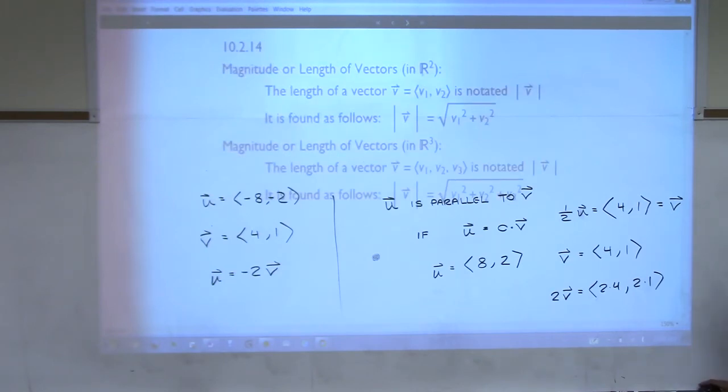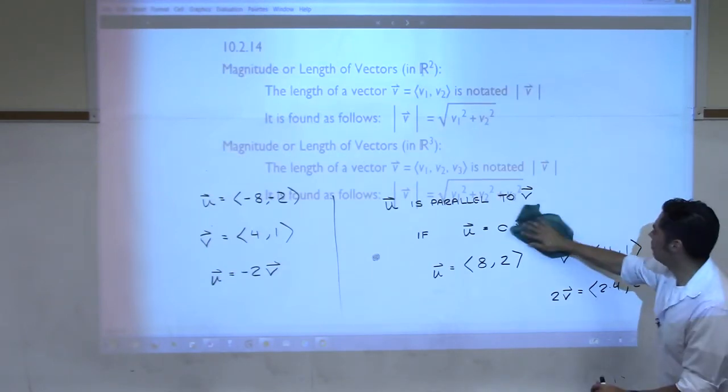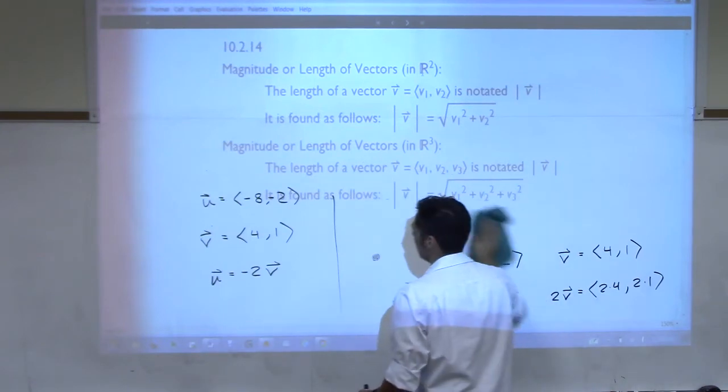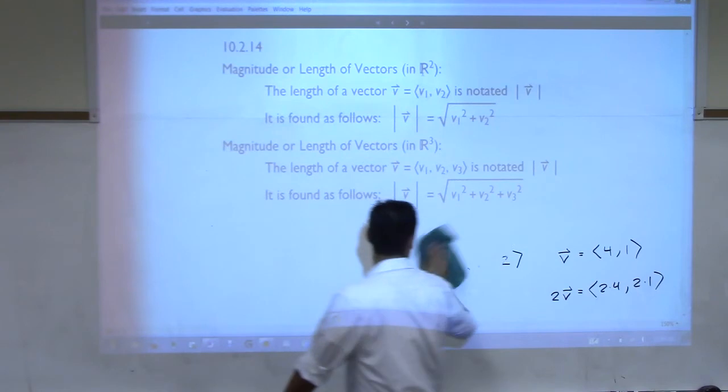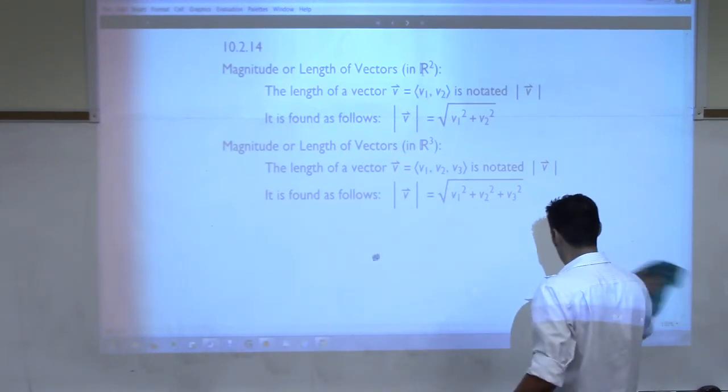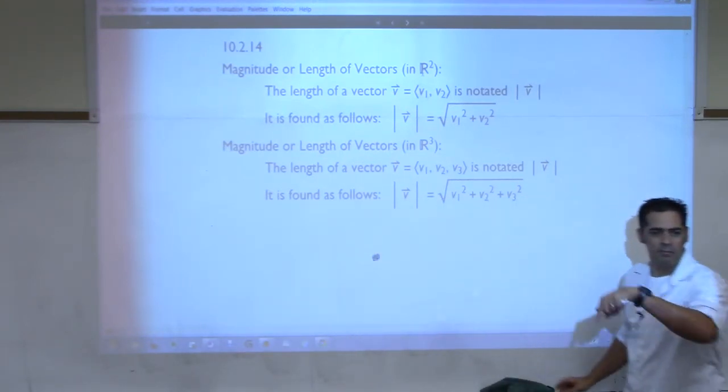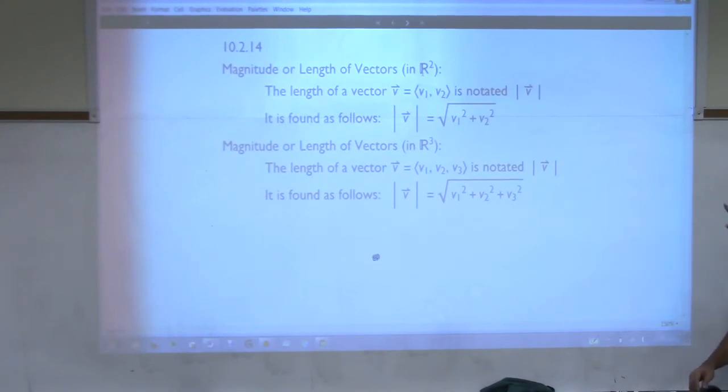All right, now the next idea is the magnitude of a vector. So how do we find the magnitude of a vector? This is just a formula. You can get it by using Pythagorean: a squared plus b squared is c squared. Just draw a picture. So I won't go through it.